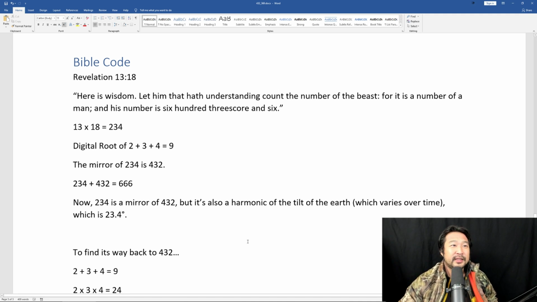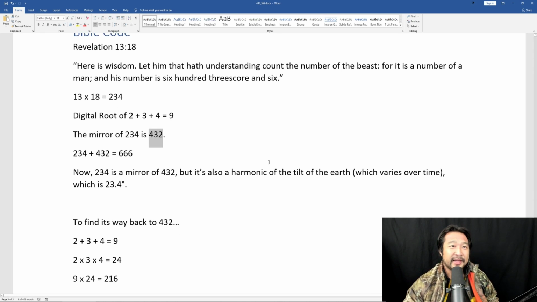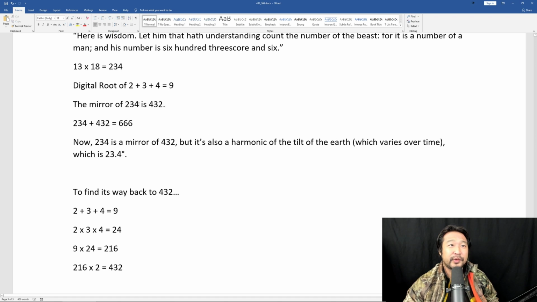Now, if we get 13 times 18, we get 234. Now, we're going to play around with 2 different things here. We're going to get the digital root, which is 2 plus 3 plus 4 equals 9. All right. Now the mirror of 2, 3, 4, and we're going to play with that later. So the mirror of 2, 3, 4 is 432. And what is 432? It's one of the magic numbers that is attributed to, I think it was Pythagoras. Now if you add 2, 3, 4 with its mirror, you get 666.